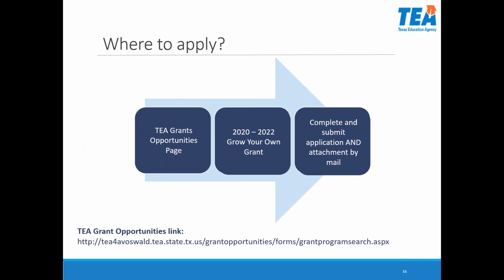In order to access the grant resources, application, and attachments, please go to the TEA Grants Opportunities page. Use the drop-down menu to select the 2020-2022 Grow Your Own Grant Program Cycle 3 option and submit your application via mail with the application form and attachment to the address indicated on the application.